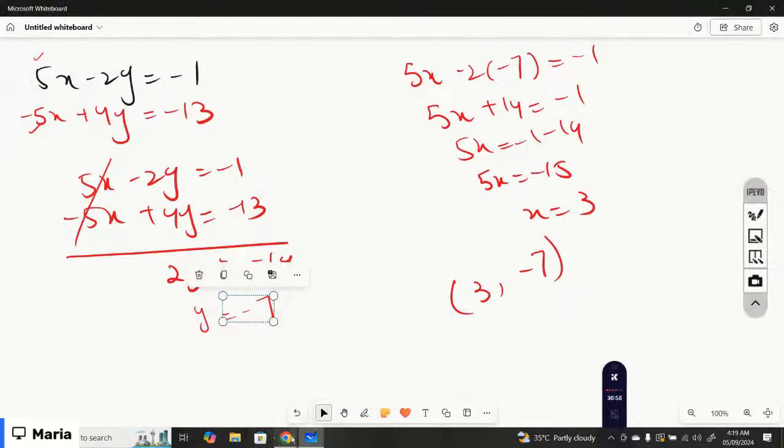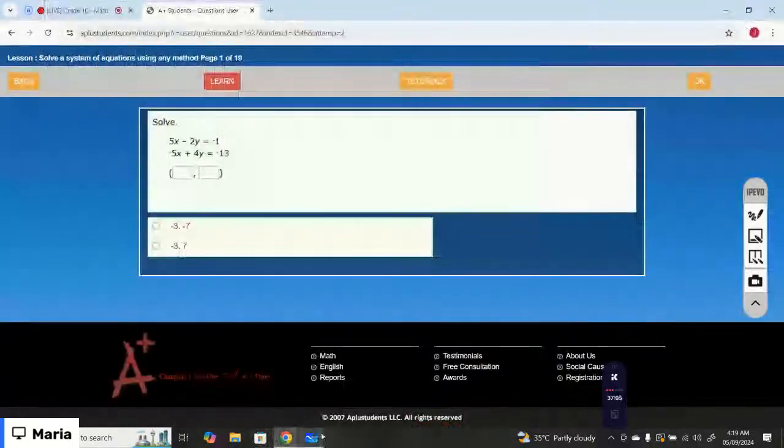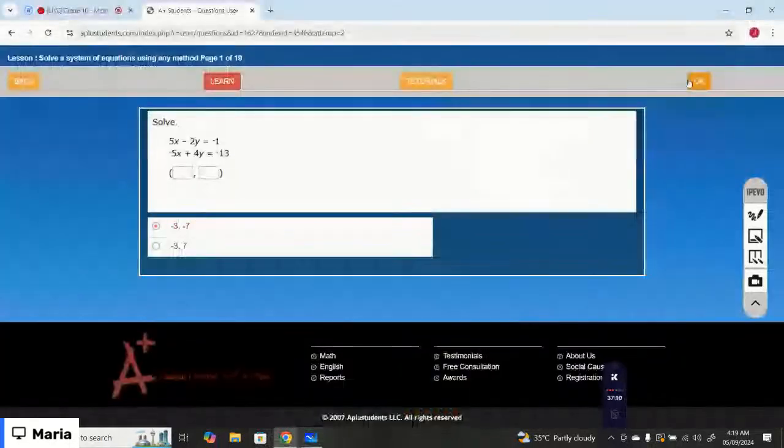Okay, let's just do another example. The correct option is negative 3 and negative 7, it is right. Negative 3 and negative 7 is the solution, right?